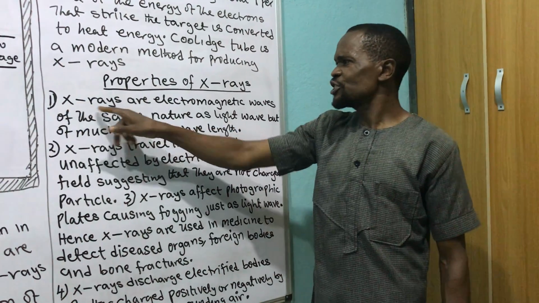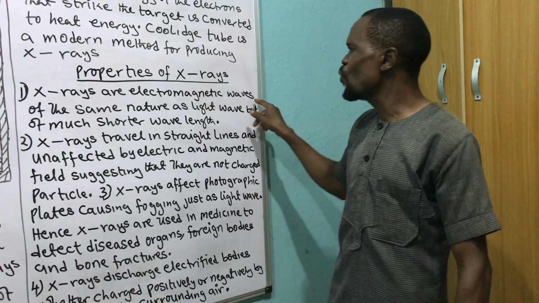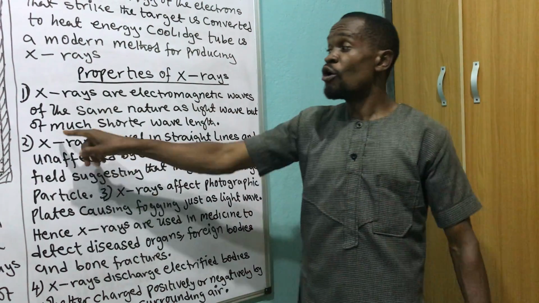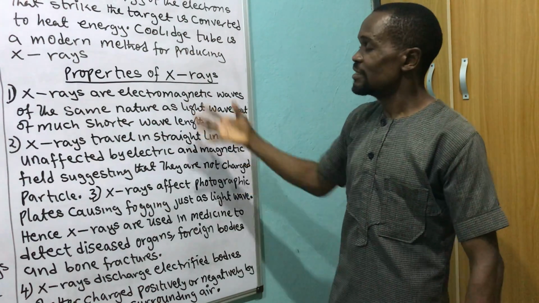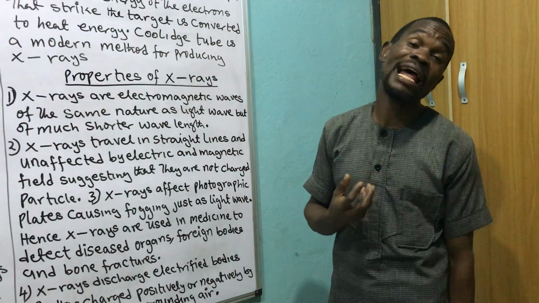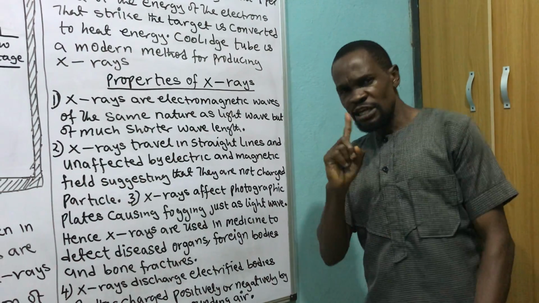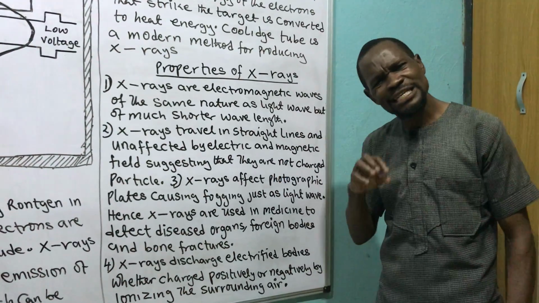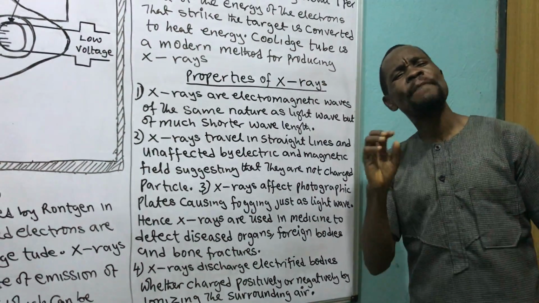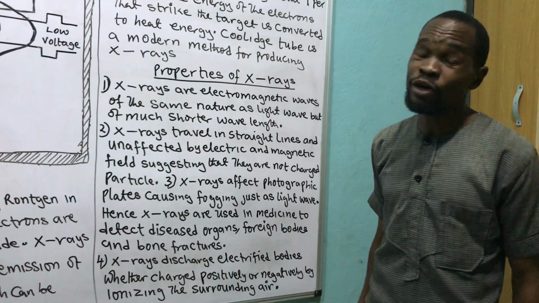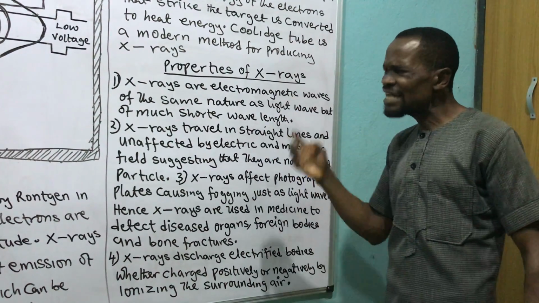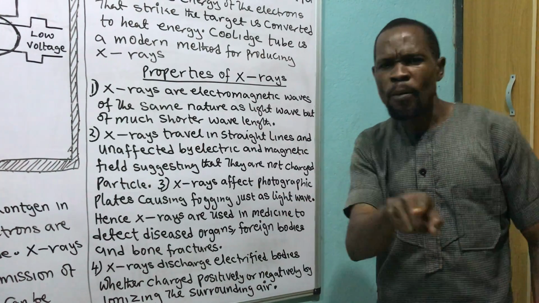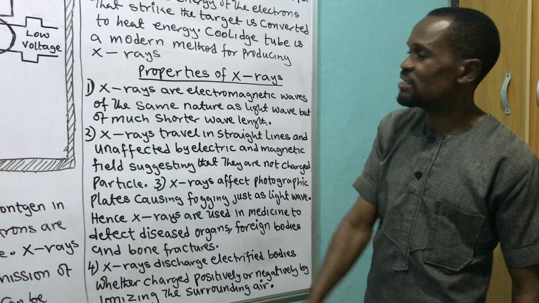Number one, X-rays are electromagnetic waves of the same nature as light wave, but of much shorter wavelength. This means X-ray is the same thing as light wave, but the difference is that it has a shorter wavelength than the light. As it has shorter wavelength, it implies it has higher penetrating power than ordinary light.